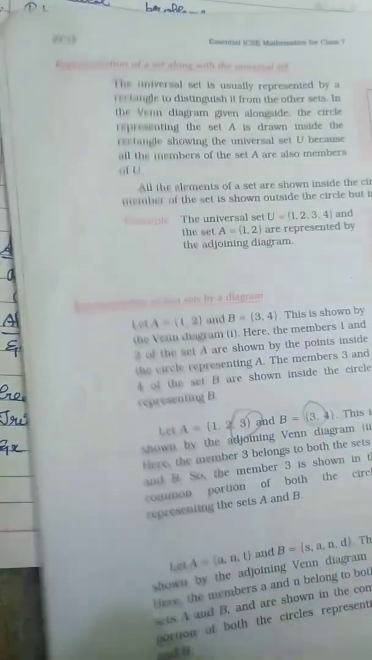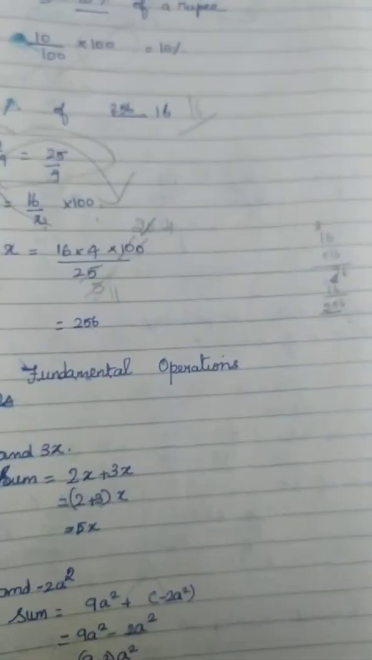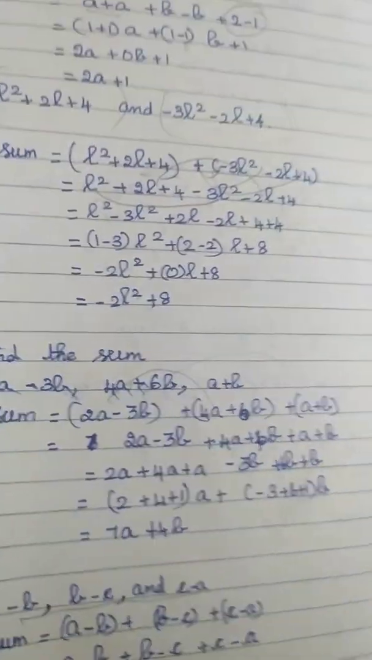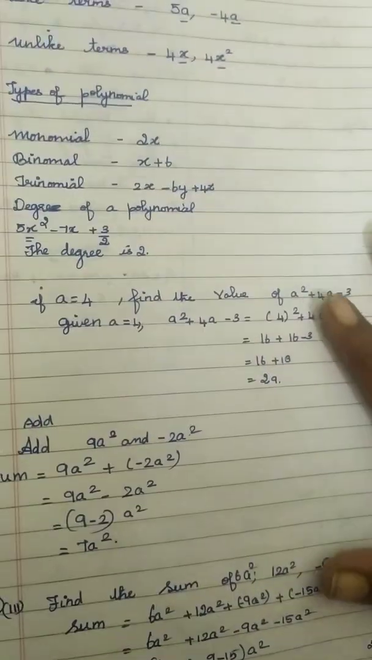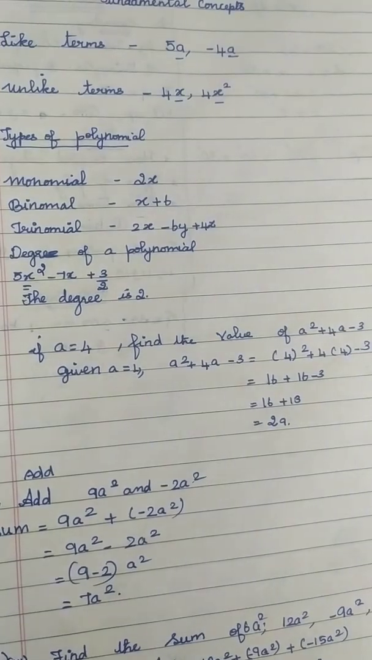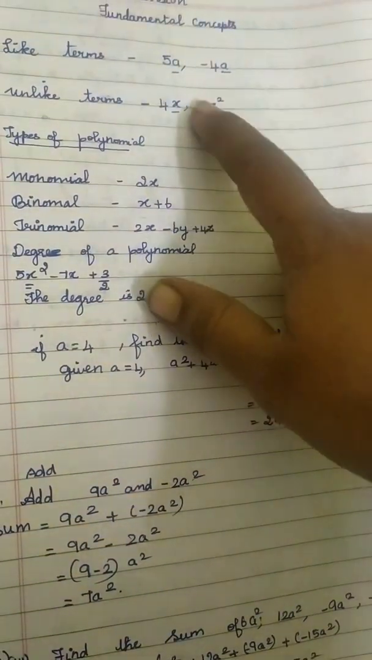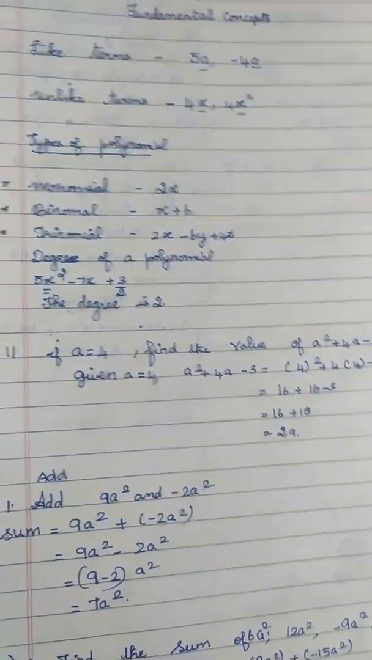And next exercise is your algebra, exercise 1 and exercise 2a. In that, what are the important topics to be learned? What is a like term? What is an unlike term? Like term means variables having the same power. 5a minus 4a, the variable is a and its power is 1. So you can call it a like term.